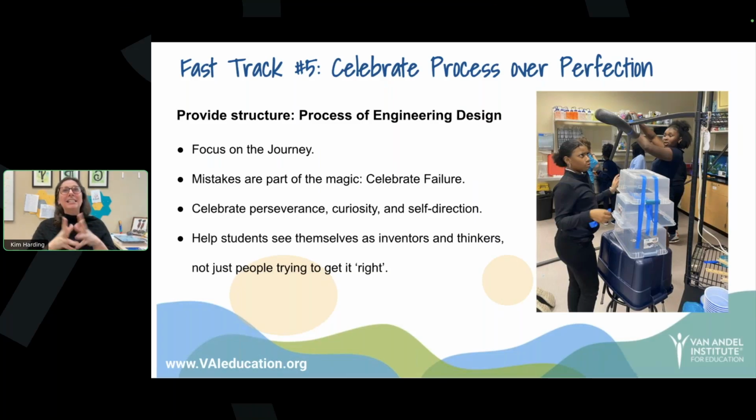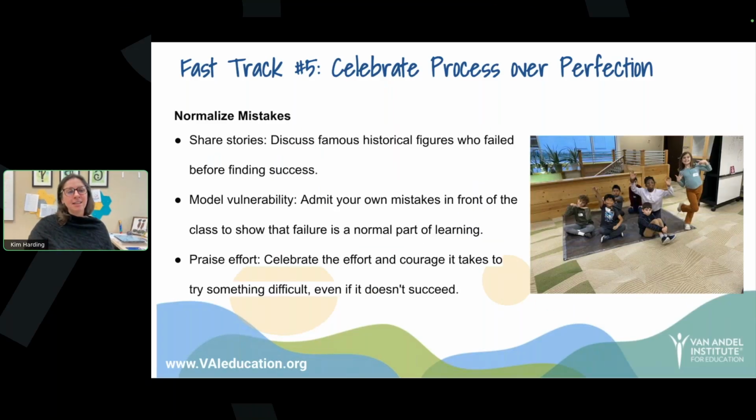And helping students see themselves maybe in a different light, not just a student in the classroom, but inventors, scientists, thinkers, and just emphasizing to them the process. All right. Some ways to normalize those mistakes, sharing stories about famous people that they might know of, right? That failed and failed and failed over and over again before they found success.